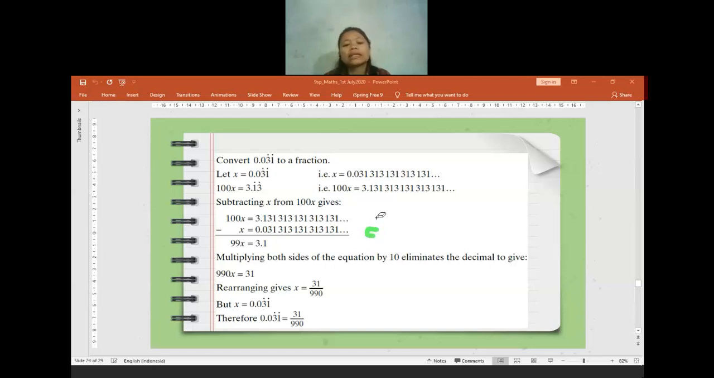Because when it is a fraction, it will be better if there is no decimal number in the fraction. That's why we need to multiply everything by 10. So the x will be given as 31 by 990.